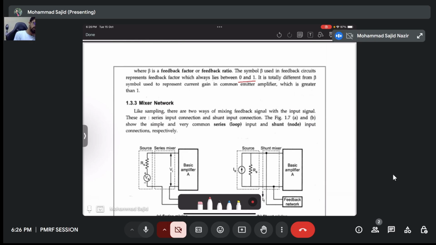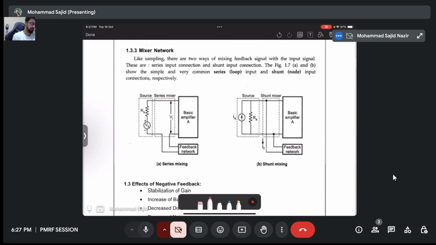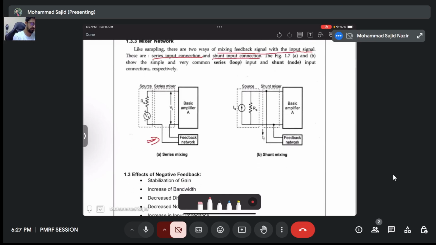Like sampling, there are two ways of mixing the feedback signal, right? Either you can mix it as a voltage or you can mix it as a current. If you keep a series input connection, it will be a voltage connection at the input, and if you keep a shunt, it will be a current connection. So it's the opposite of what you do for the sampling network. Here it is shown. If it is in series, this is a series mixer, it will mix the voltage, and in shunt, it will mix the current.